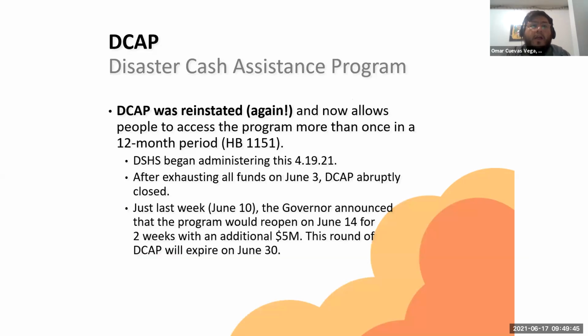And so as I mentioned, the Disaster Cash Assistance Program was a program that was created back in April for folks who either didn't qualify for many of the cash assistance programs or had phased out of the program. So this created a modest cash assistance. I believe 25 million was allocated back in April. Unfortunately, the money did run out on June 3rd. But we were able to secure additional funding, and the program opened at the beginning of this week. It's going to run for 2 additional weeks and will expire on June 30th.